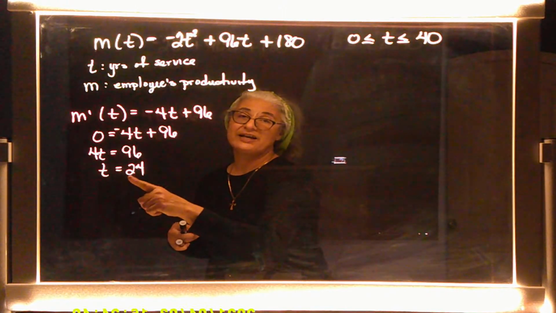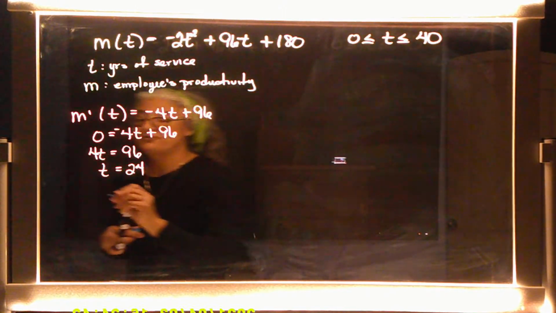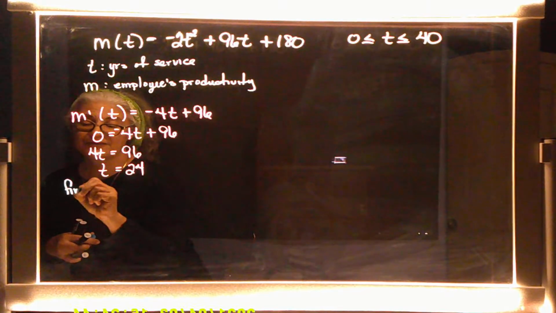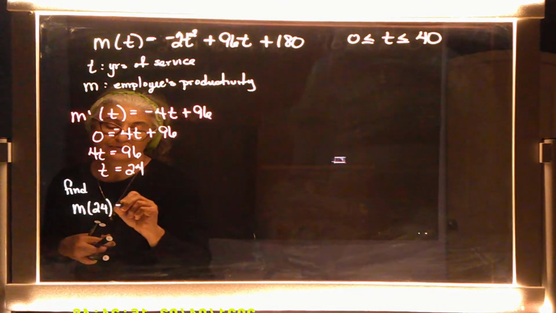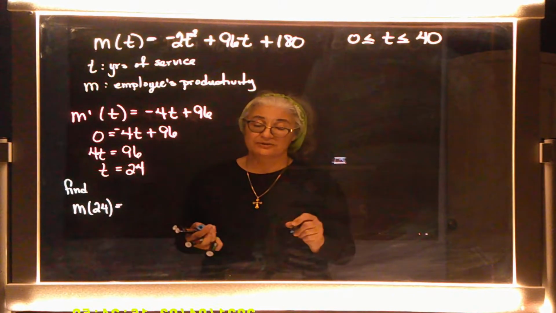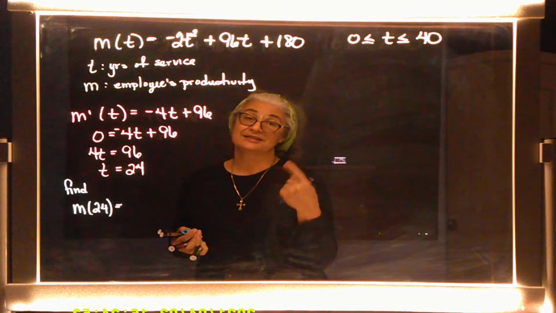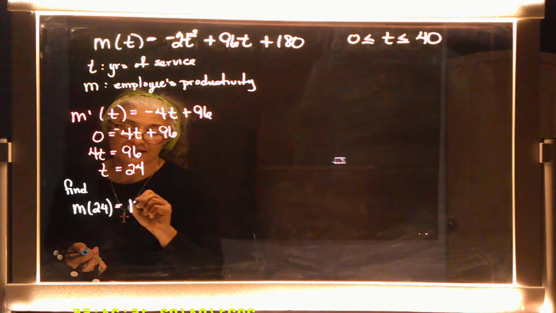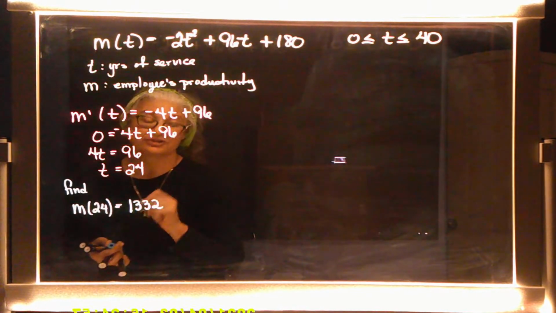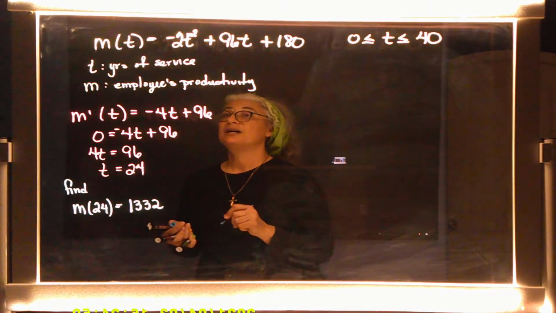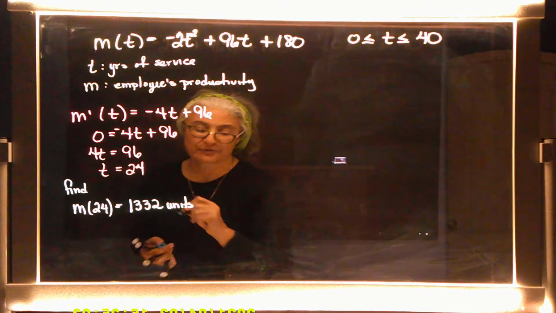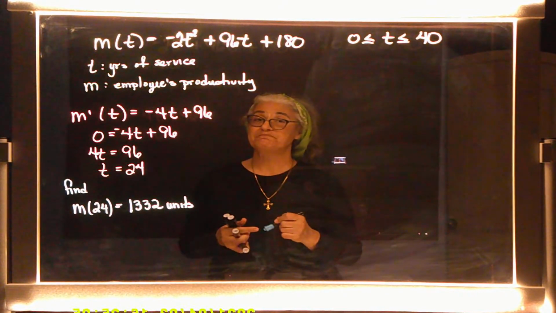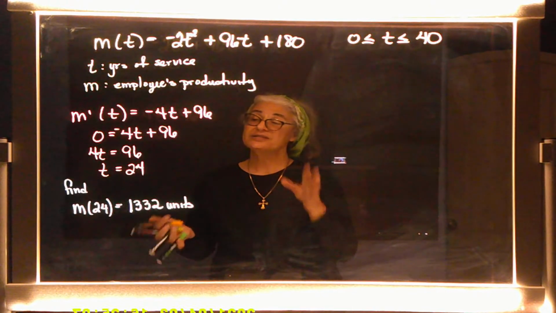Find the y value, so to speak, that goes with the 24, right? So now I've got to find the productivity at 24 years. So you plug it in, because I've already plugged it in. I got 1,332 units, because it was also in units. Agreed? Okay, now here's the thing.